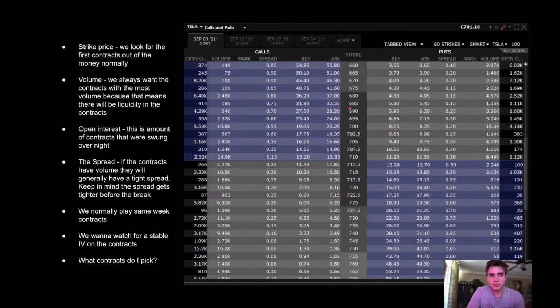Also, you want to check for the stock's IV, which is shown up here. Generally, you want a stable IV. I'm going to go over that more later in the video. Up here, we have our expiration dates. So each one of these is a week, basically. We have this week, which shows the days remaining, next week, the days remaining, the week after that, and so on.